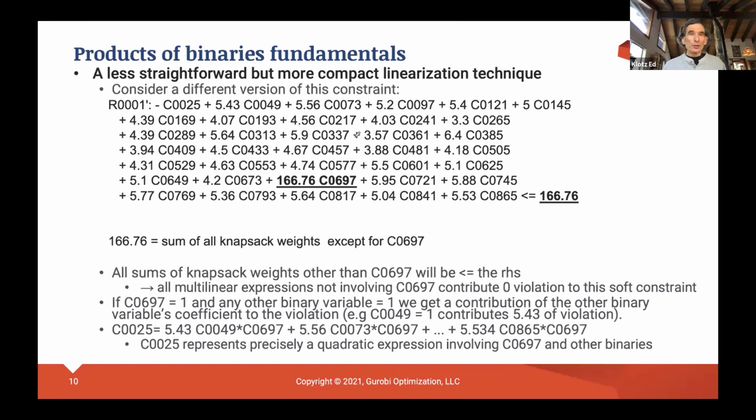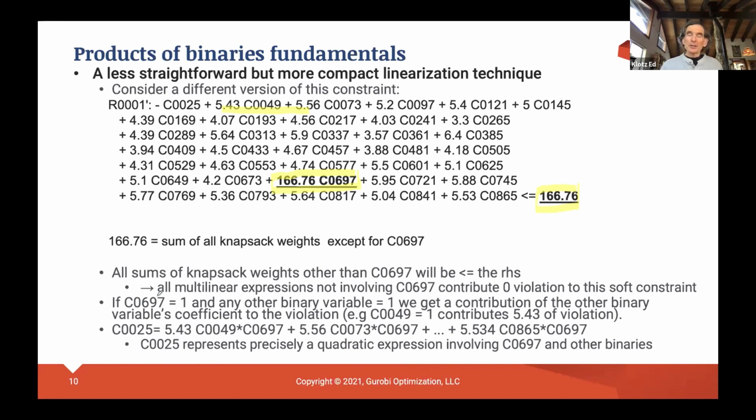So here's a modified version of the previous constraint. The only difference is we've changed the capacity, and when we change the capacity, we still ensure that this one special knapsack item that we had before consumes all the capacity. Everything else is left as it was before, and this new value is just the sum of all these knapsack weights that we see here, except for this special knapsack item. So what happens when we create this constraint? Well, now all those multilinear expressions that don't involve this special knapsack item, they do not fill up the knapsack constraint. You can pick any number of these other knapsack items as long as you don't pick C697, and you won't incur a penalty. You won't violate the knapsack constraint.